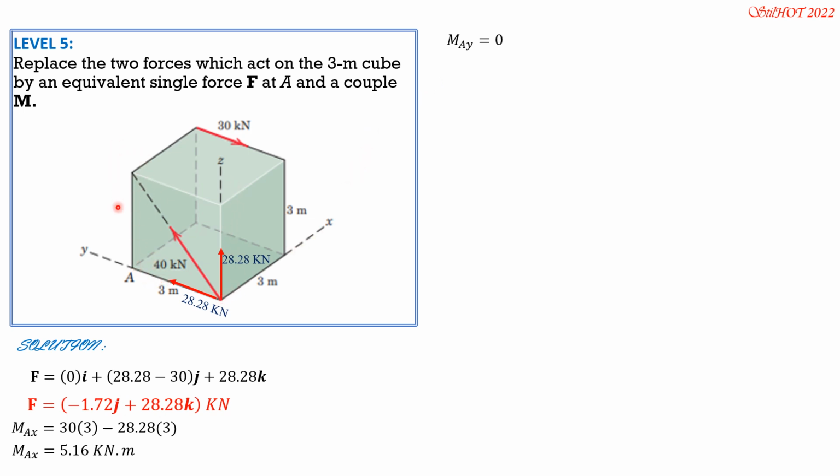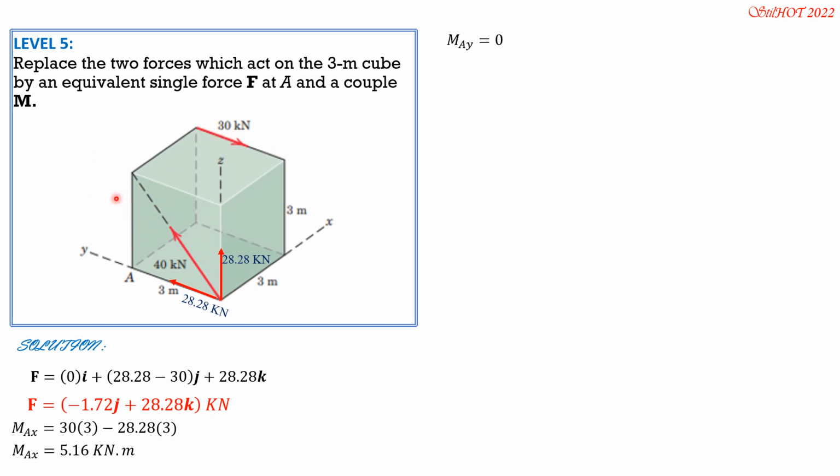Then MAZ. This is the AZ axis. Your right thumb should be here. Then the curling of your forefingers for positive moment would be in this sense. This is passing through AZ, so zero, this component of force. This is parallel to AZ, so zero also. So let's concentrate on 30.